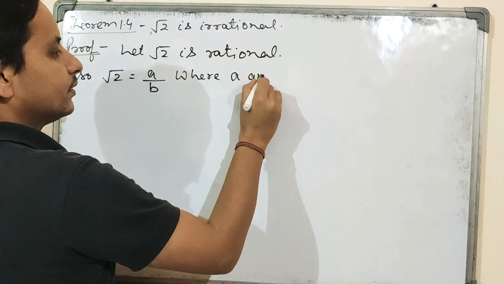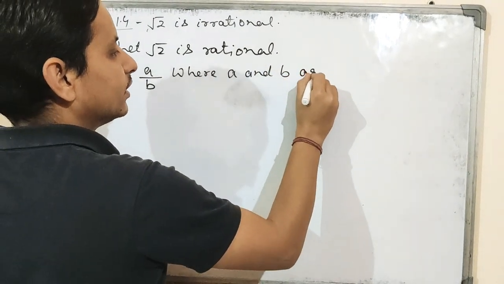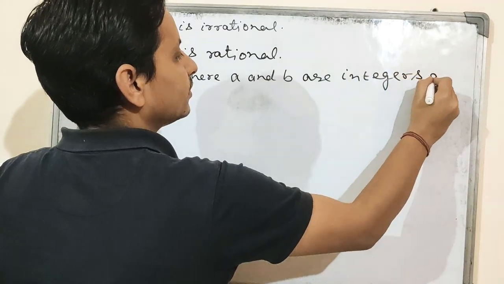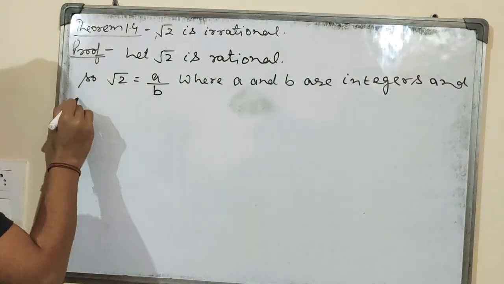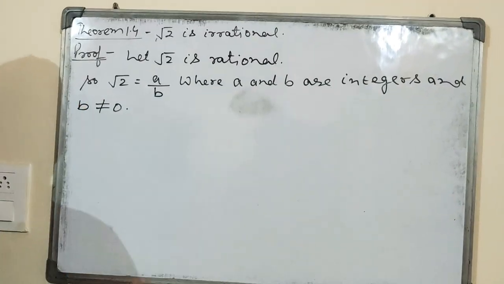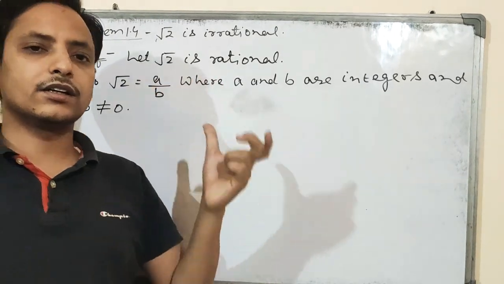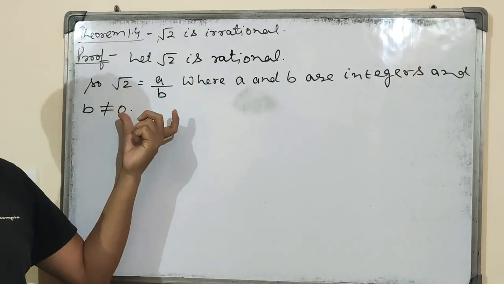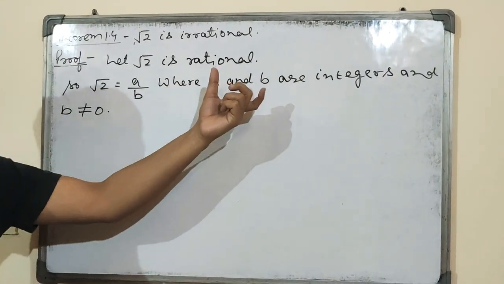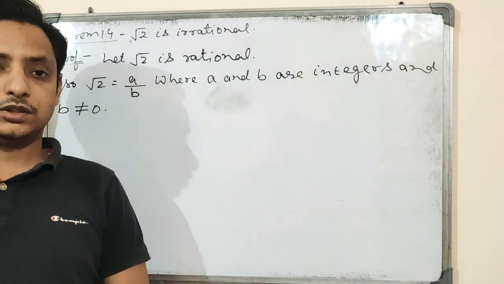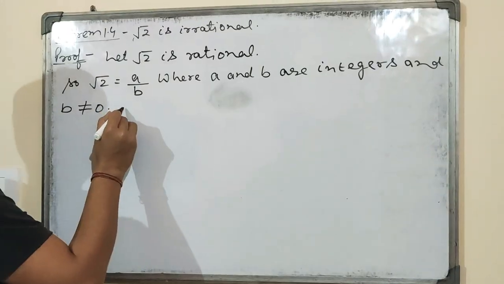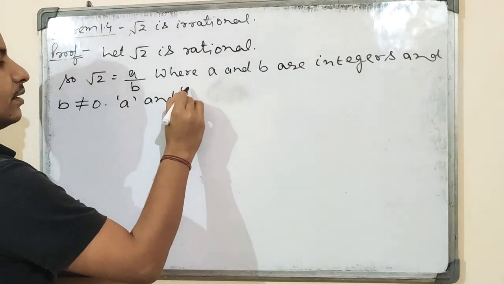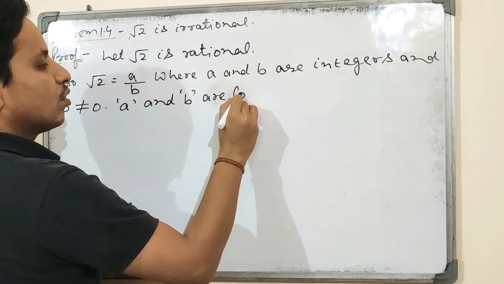where a and b are integers and b is not equal to 0. Students, if we are considering that under root 2 is a rational number, then we can write under root 2 equal to a upon b, where a and b are integers, b should not be equal to 0, and a and b are co-prime also.